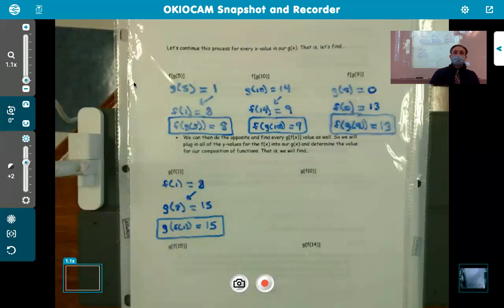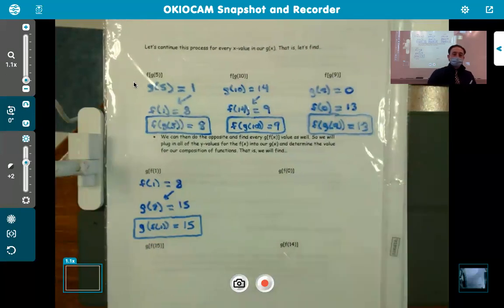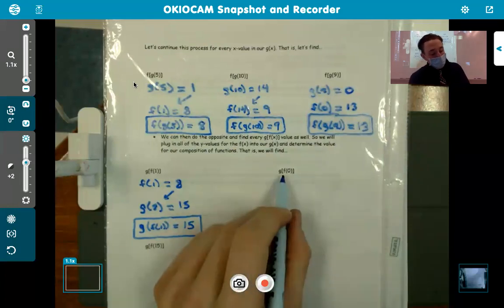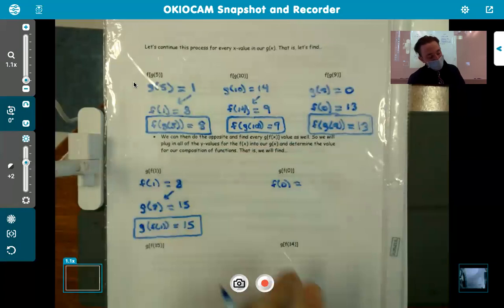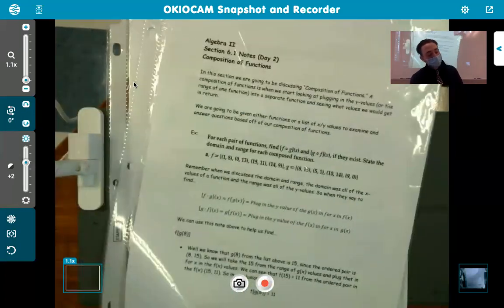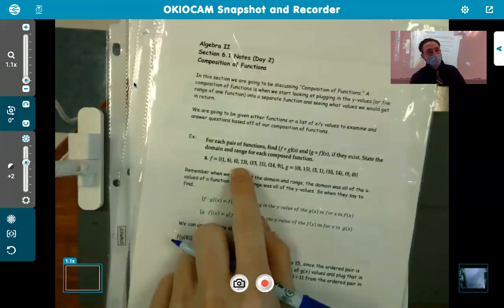Just the y. So you're looking for the output of that composition. Output's always going to be a y value. Any questions about that first example? What's f of 0? 13. Good. We get it from that ordered pair there.